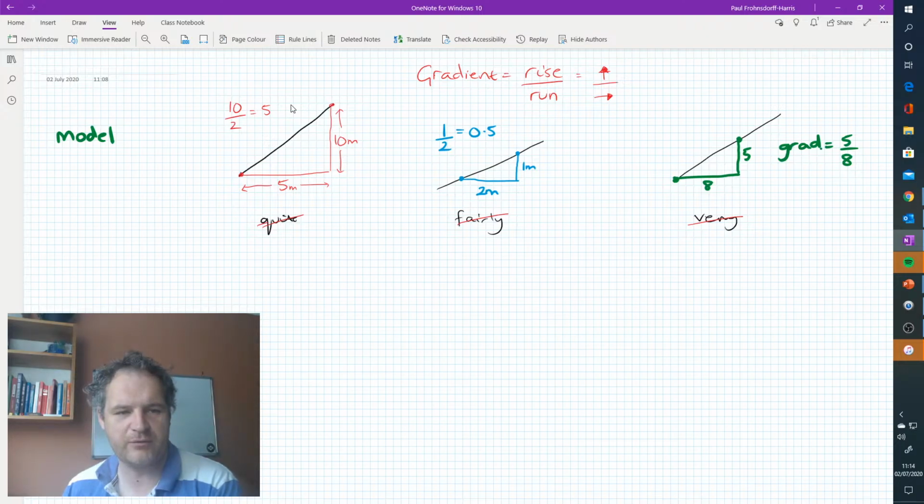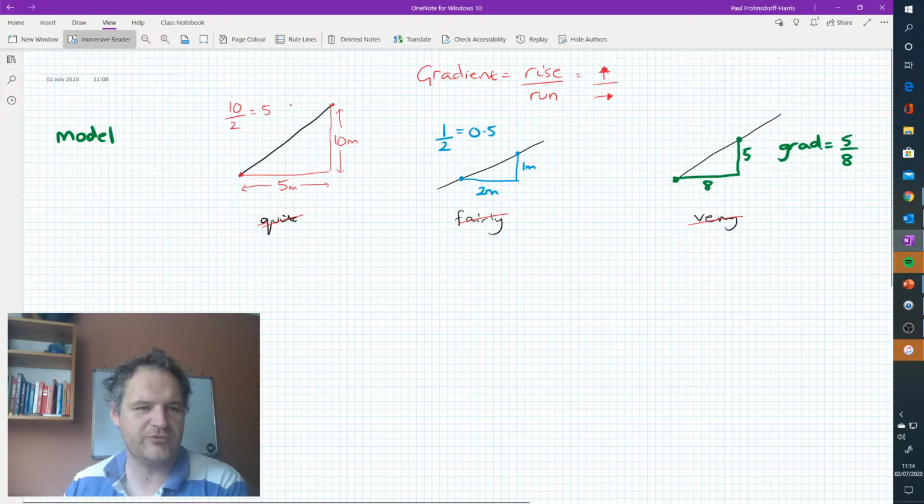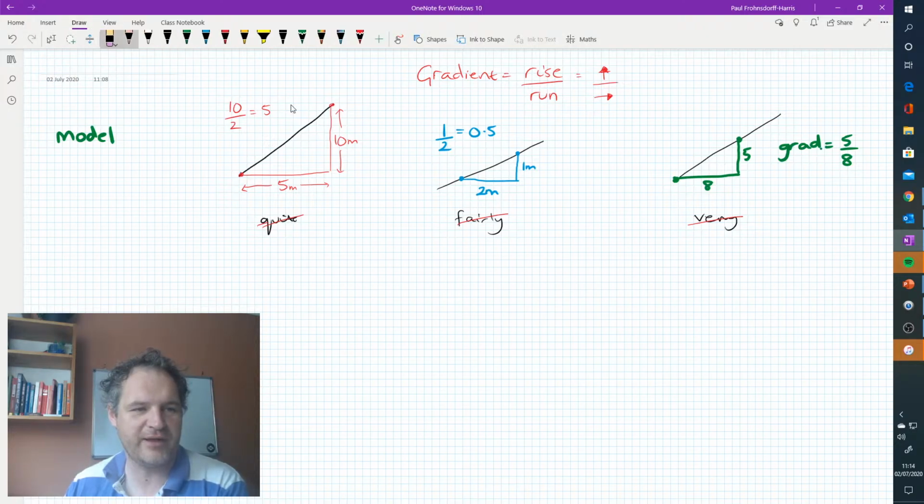First one is rise divided by run. Oh, oops. Good spot there. That should be 10 divided by 5, which is 2, and I put them the wrong way round. 10 divided by 5, rise divided by run, and the gradient is 2.